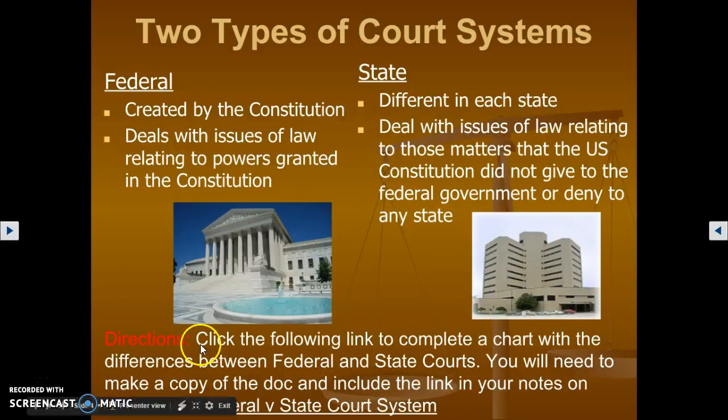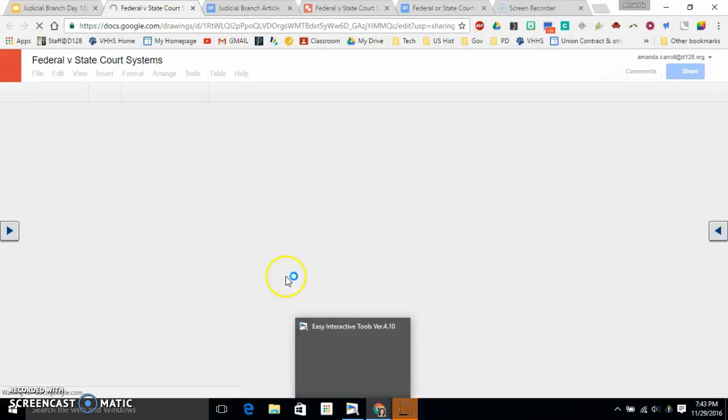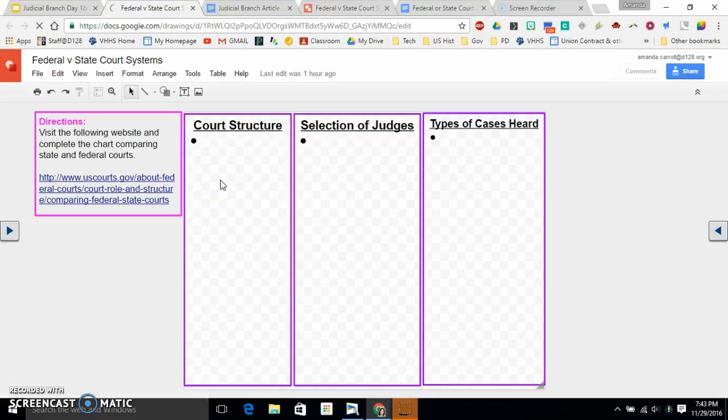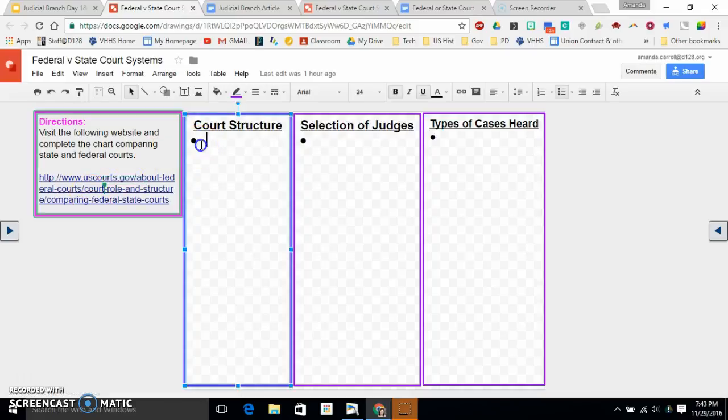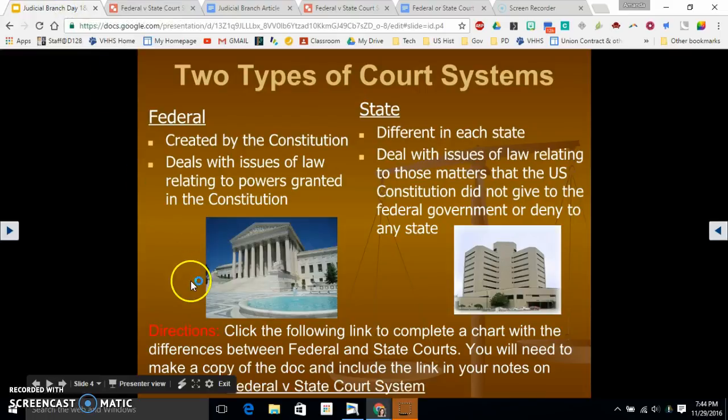So you're going to go ahead and click on this Google drawing here that's going to bring you to a chart of federal versus state court system. Go ahead and open that up, and then you'll see 3 columns. What I want you to do is visit this website from uscourts.gov and go through and see the difference of the court structures of state and federal, how they select judges, because it's very different how states select judges versus the federal level, and then the types of cases that are heard in both the federal and state governments. So you can go ahead and pause the video and complete that chart, and then when you come back, hopefully you'll have a better understanding of the difference of federal and state court.